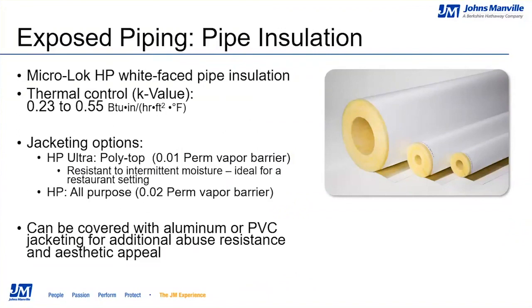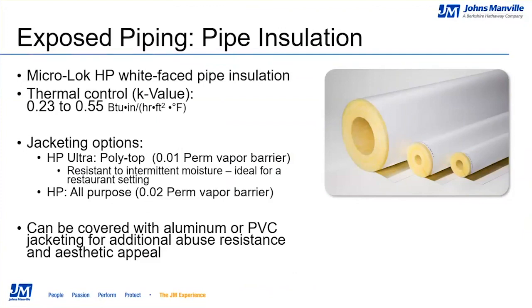For fiberglass mechanical insulation, the industry standard is white-faced pipe insulation like Microlock HP and HP Ultra. In the mechanical industry, the thermal control of the insulation, or K value, is the inverse of resistance, or R value, which is what you find in the HVAC industry. K value is based on 1-inch thickness of any given material. R value is the calculation of K value over a certain thickness.